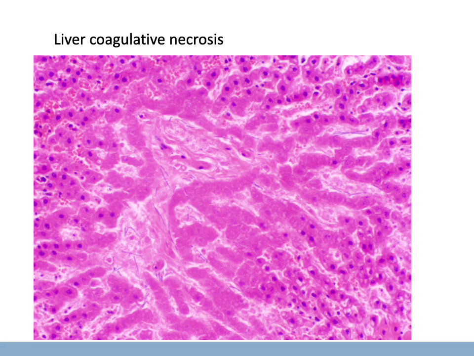Another example of necrosis, here you see liver parenchyma. You have hepatocytes arranged in plates or trabeculae. And here in the middle, you can see an area where you still see the faint outlines of hepatocyte trabeculae, but you don't see nuclei anymore, and it tends to be a bit more pink than the surrounding cells. So this is coagulative necrosis of the liver. And as mentioned, you see this in ischemia, except the brain.